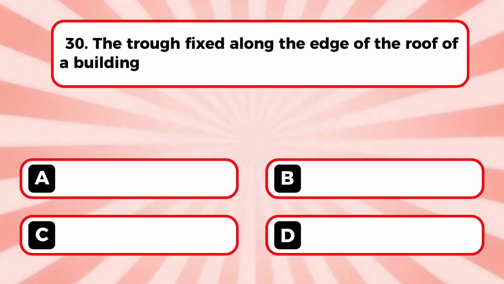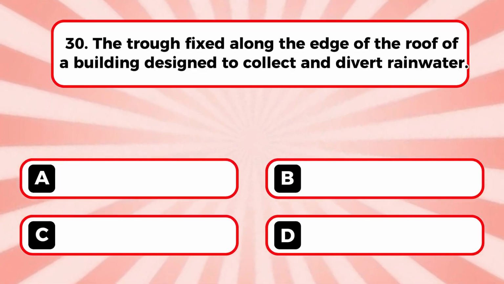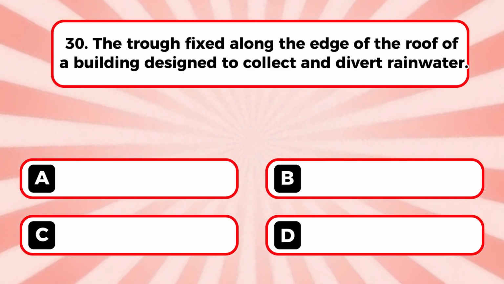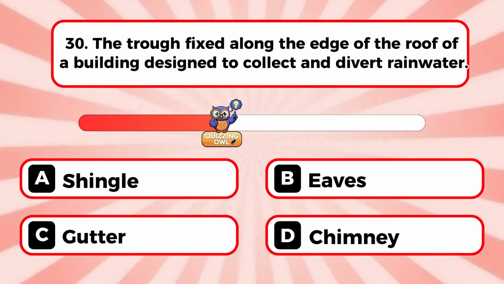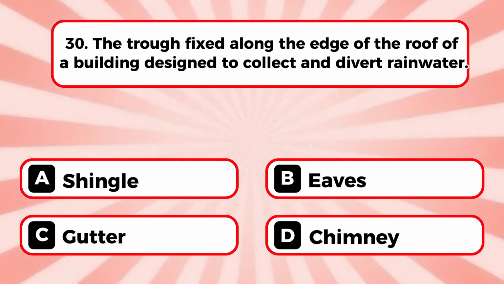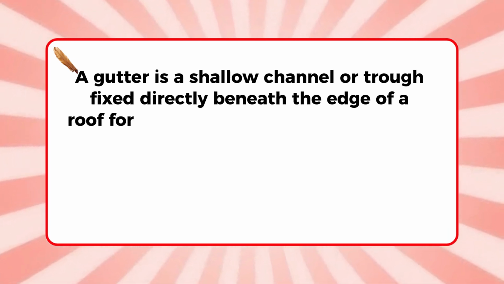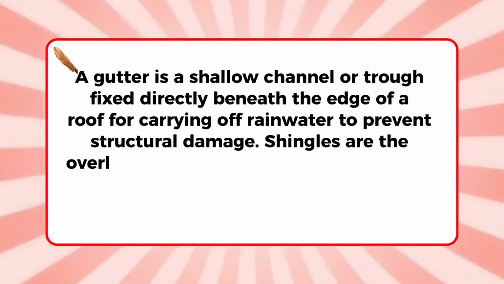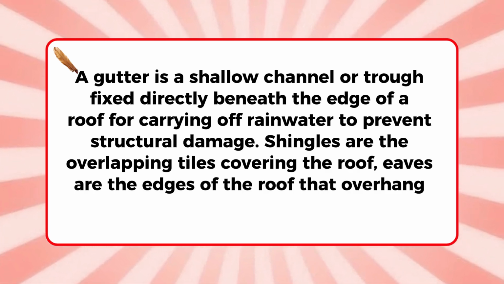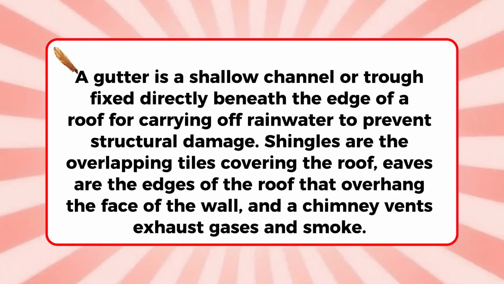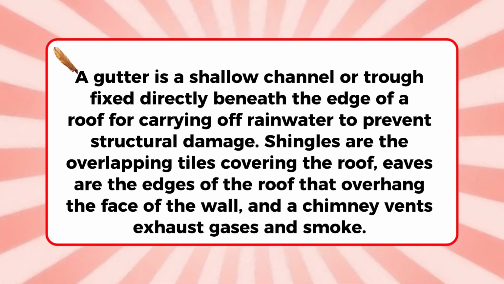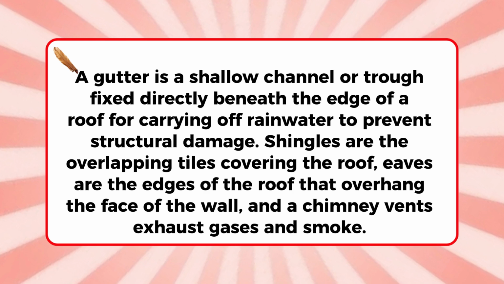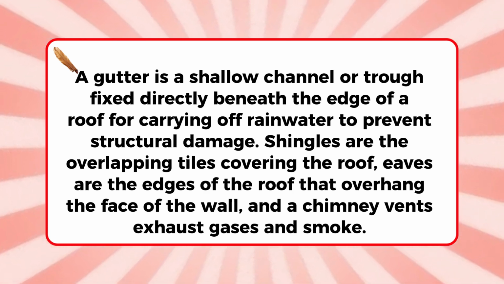30. The trough fixed along the edge of the roof of a building designed to collect and divert rainwater. A gutter is a shallow channel or trough fixed directly beneath the edge of a roof for carrying off rainwater to prevent structural damage. Shingles are the overlapping tiles covering the roof. Eaves are the edges of the roof that overhang the face of the wall. And a chimney vents exhaust gases and smoke.